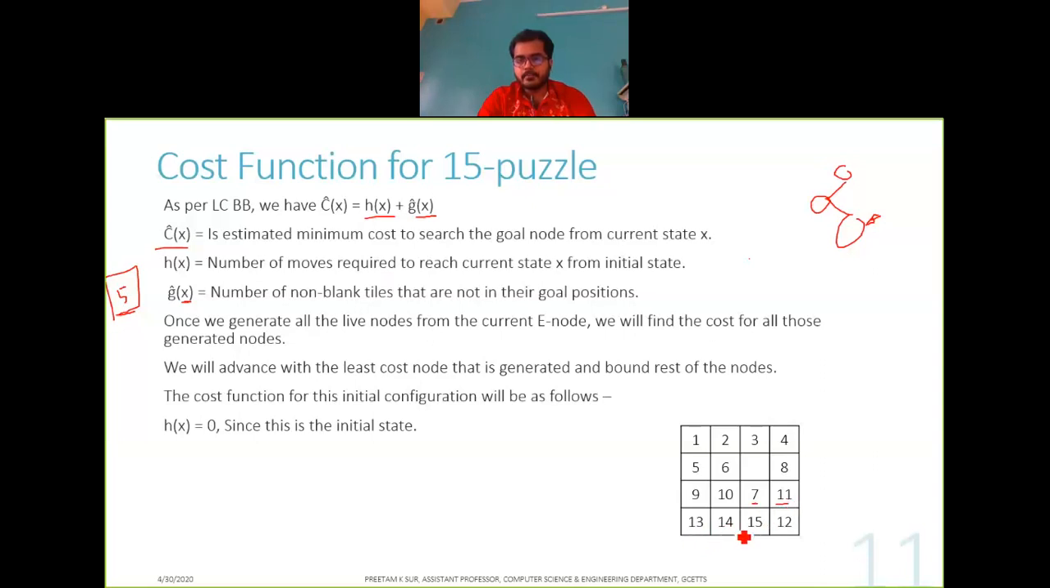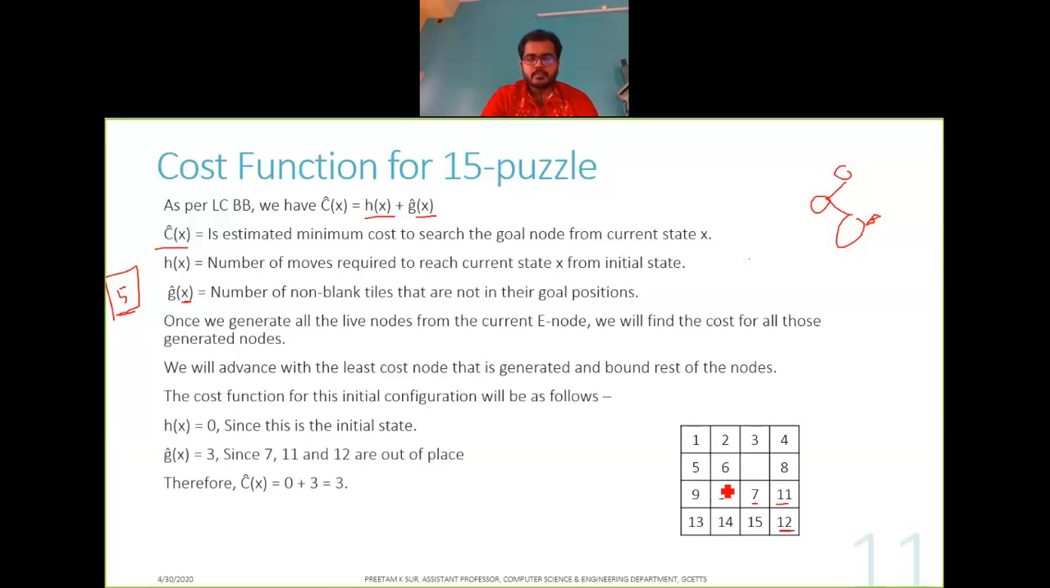12 should be here. 13, 14, 15 are in their place. 12 is not in its place, right? So there are 3 tiles which are misplaced. So for this example, we'll have g cap x as 3. Since 7, 11 and 12 are out of place, g cap x will give us 3 for this initial state. So for that initial state, we'll have the cost of this node as 3.